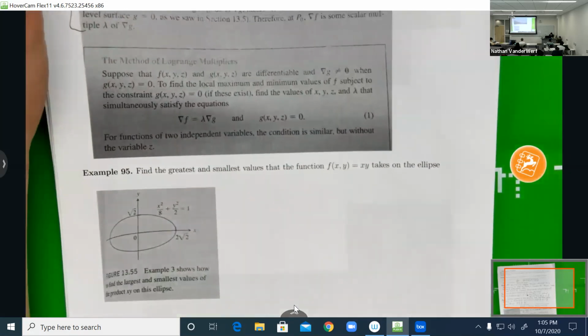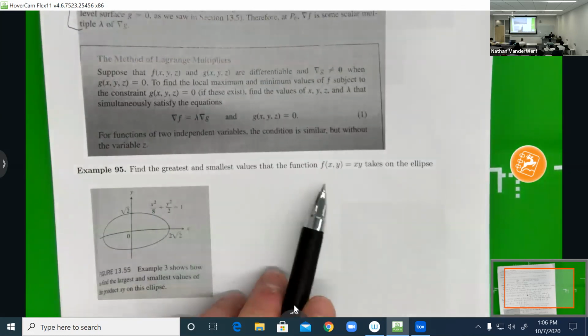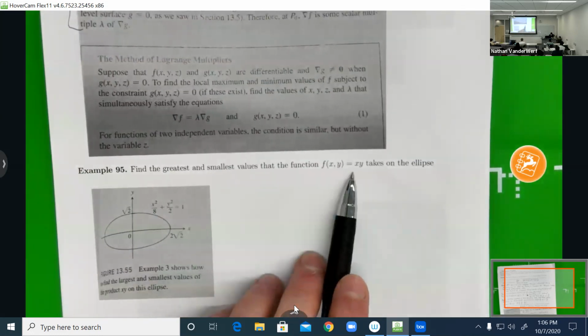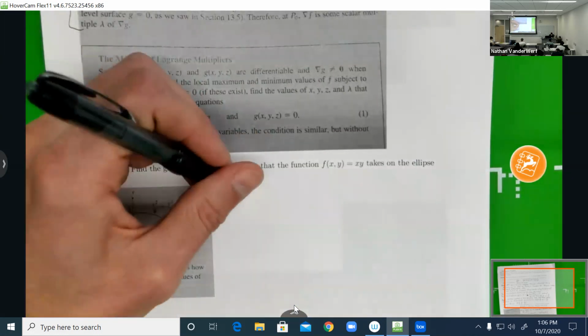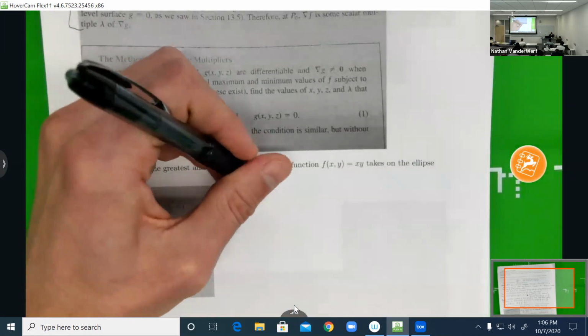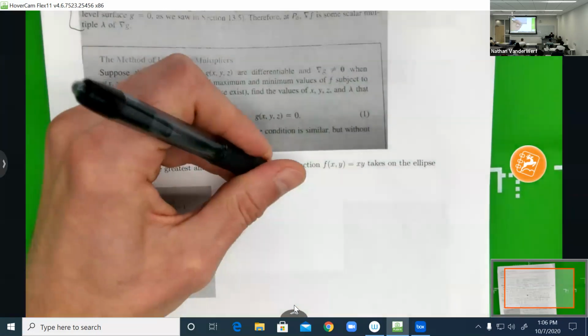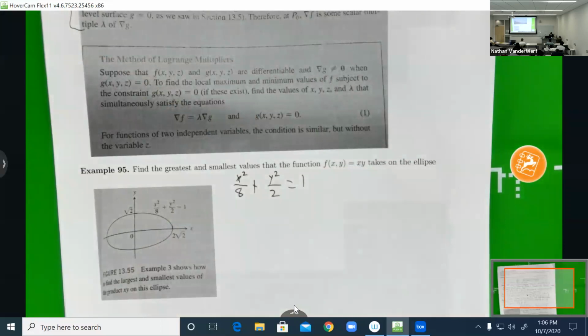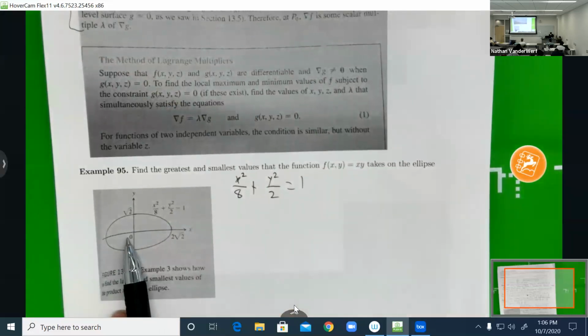So what's this new strategy that we picked out? Find the greatest and smallest values of the function f(x,y) = xy takes on the ellipse x squared over 8 plus y squared over 2 equals 1. So this is an equation for some kind of ellipse with some semi-radius. It looks something like this right here.